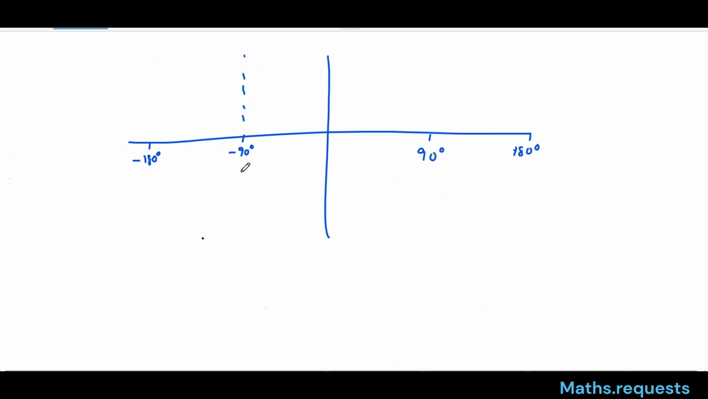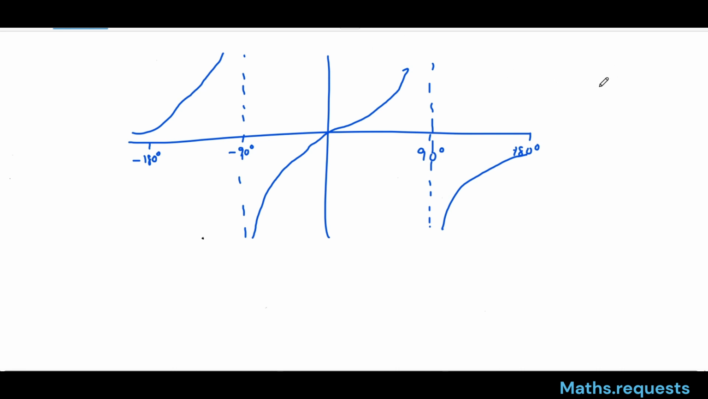So of course, y equals tan x does not touch the 90 degrees, so it will go like this through the origin, and then back up, and then there'll be another line like this. So blue is y equals tan x.